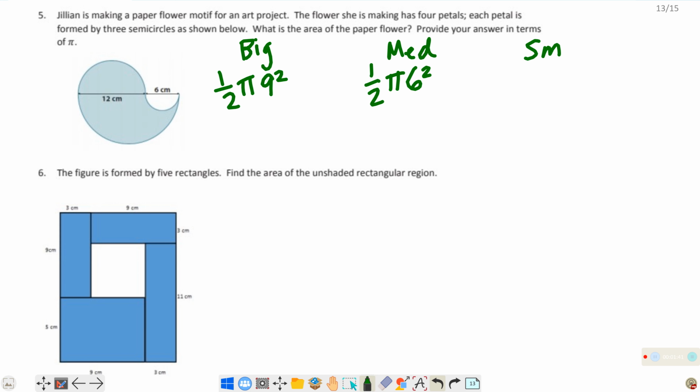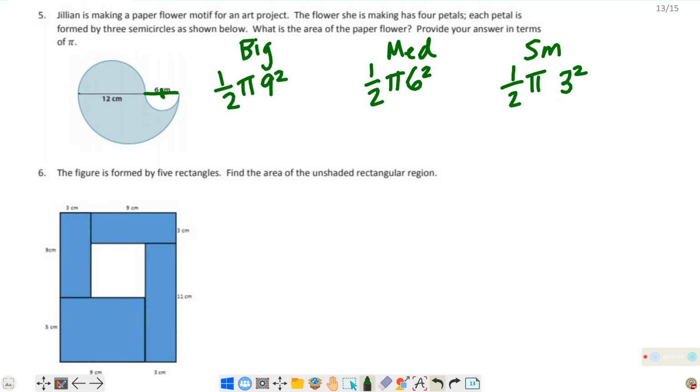The small semicircle has a diameter of 6, which means its radius has to be half of 6, or in this case, 3. Oops, not 1/3, 1/2, because it's a semicircle. It's half of a circle. And the radius is 3.